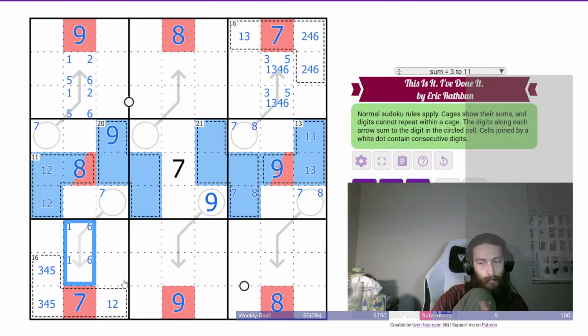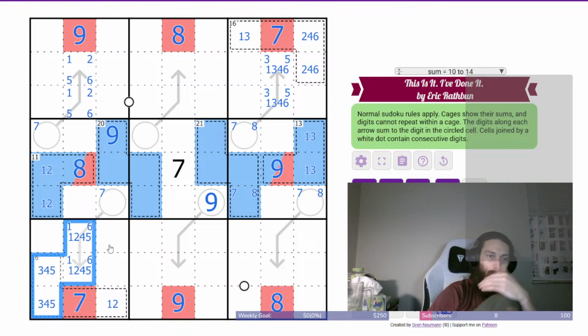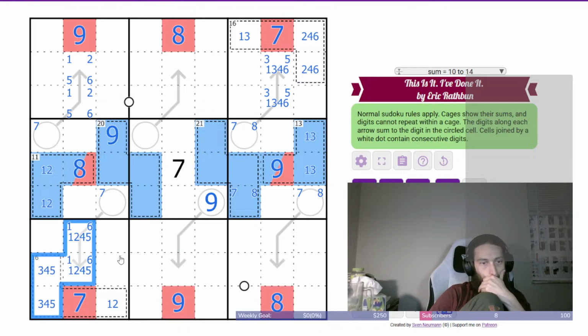Okay, so if it's a 6, well, it's just the other of 1 and 2, and then the 4 or 5 pairs with that 4 or 5. Well, if it's 6 that's in the circle, then the arrow above it is 1, 6. Because it's 7. Right, right. So the 5 comes out. So it would have to be 2, 4.